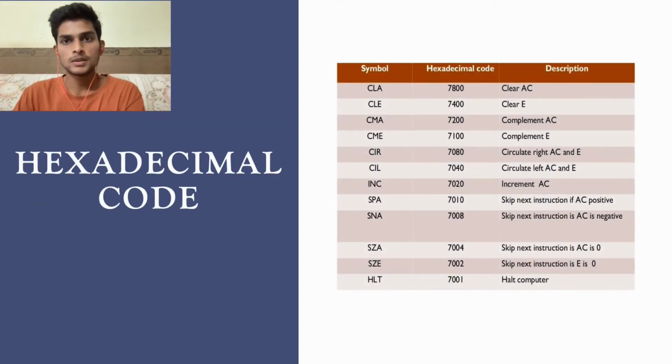Coming to the hexadecimal code in this format, the leftmost 4 bits are always equal to 0111, which is equal to hexadecimal 7. So they all begin with hexadecimal 7.